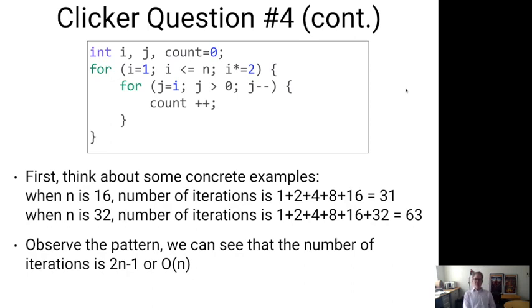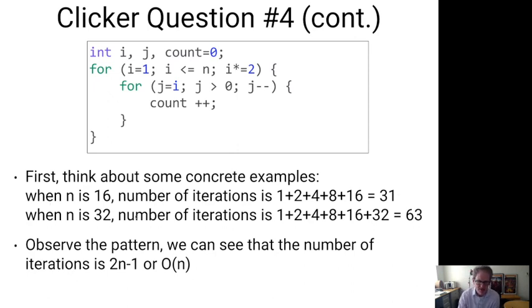When n is equal to 16, the outer loop is going to run in the following fashion. I will be 1, then 2, 4, 8, and then 16. So the outer loop actually runs 5 times. But the inner loop runs according to what I is. It will run 1 time for I equal to 1, 2 times, 4 times, 8 times, and 16 times. So for n equal to 16, the total number of times that count plus plus runs is 31.